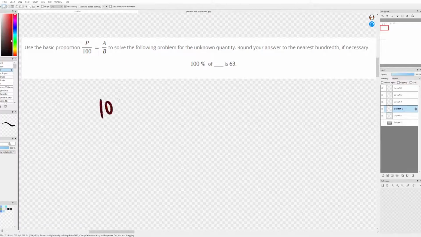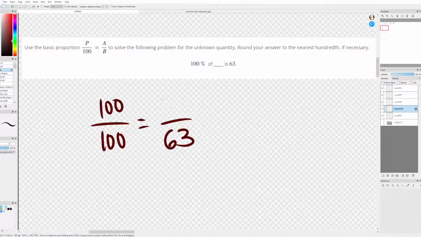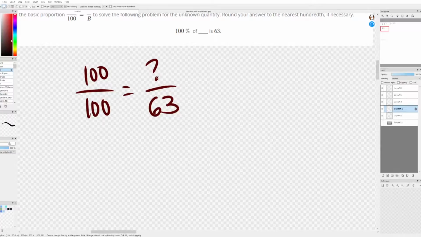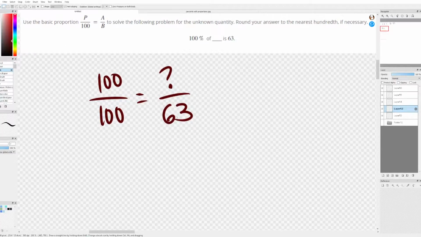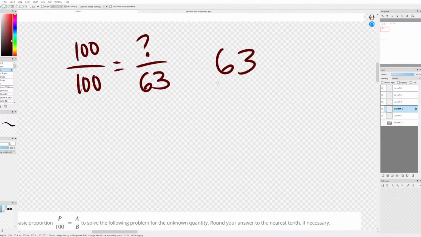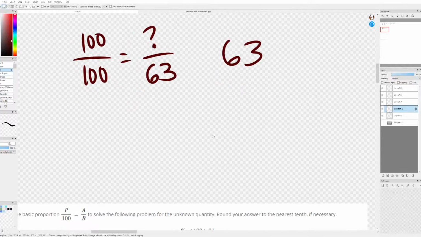P, we have 100% over 100 is equal to the amount over question mark. Sometimes I confuse which ones to put on top. We'll get to that in a minute. Sometimes you can tell what you've done, and you can sort of get a feel for what feels correct. In this case, it will also be 63, because 100% of 63 is 63.